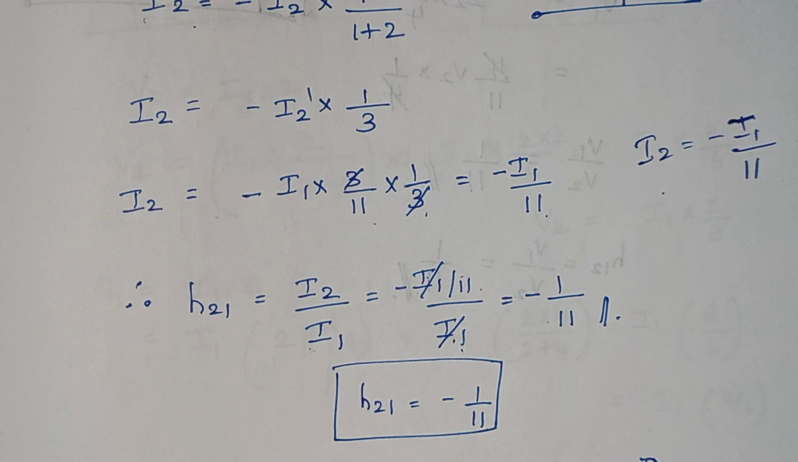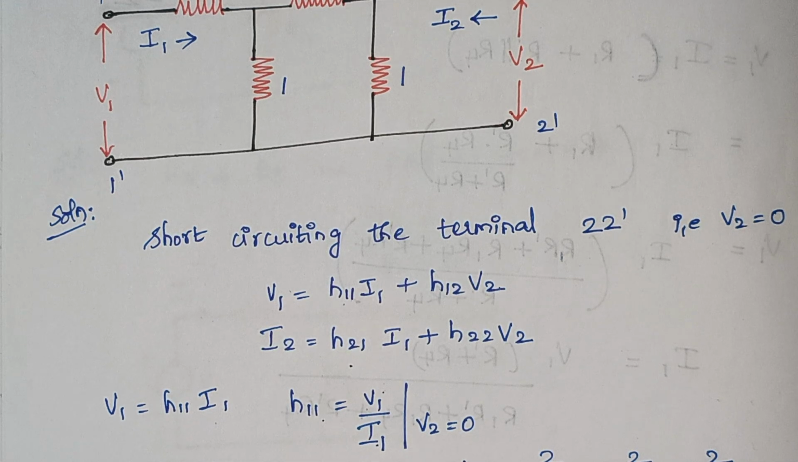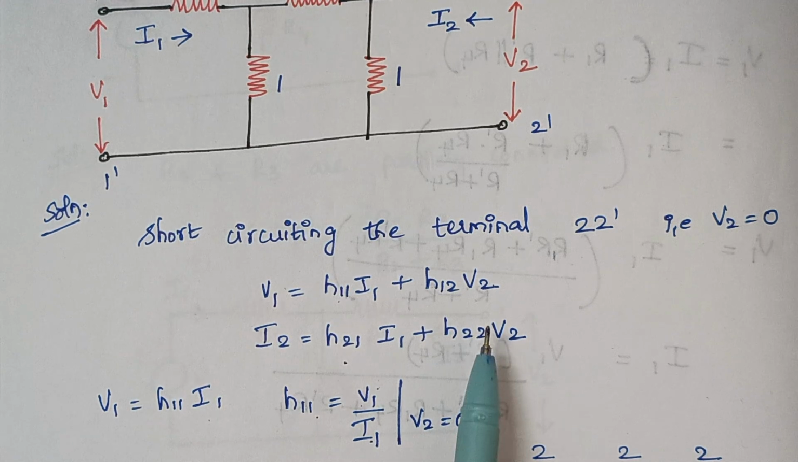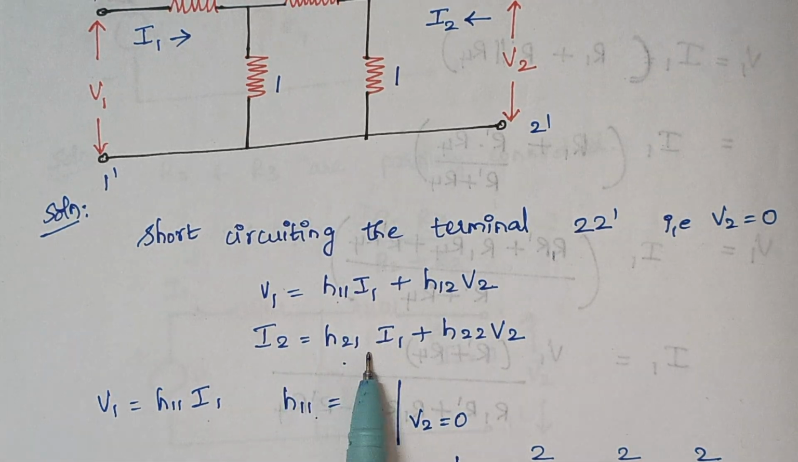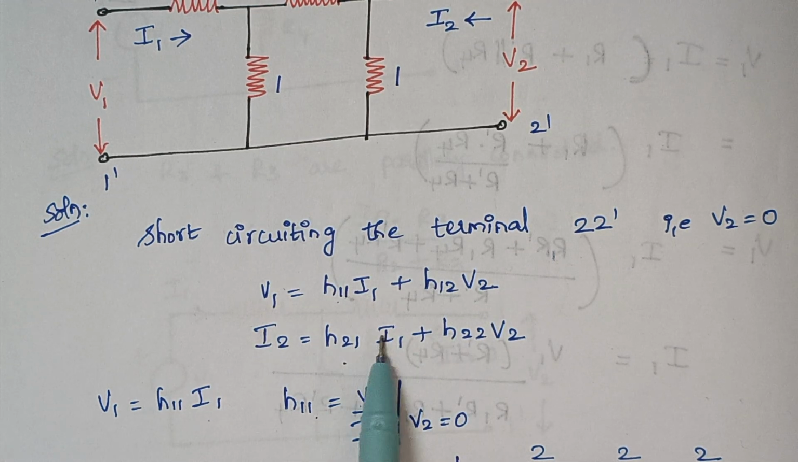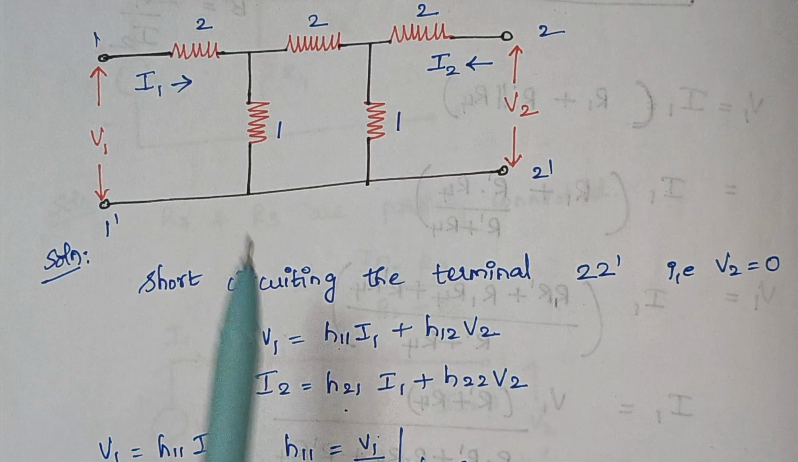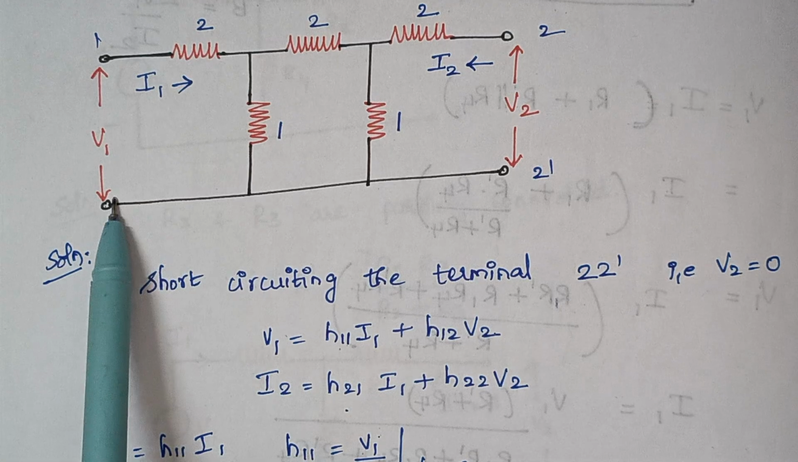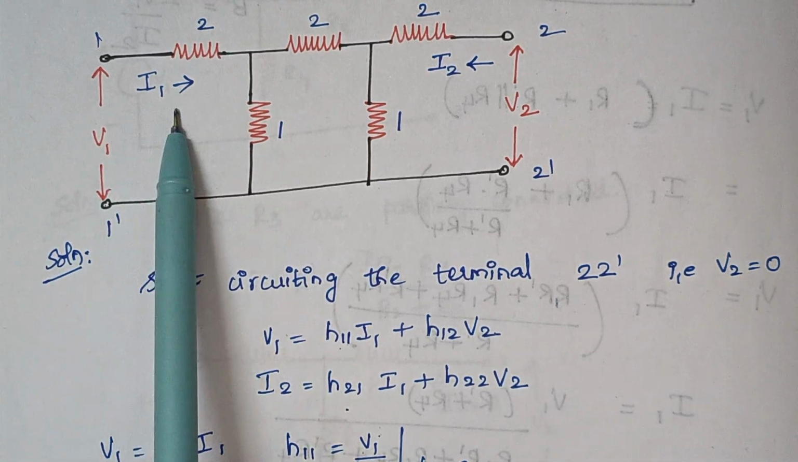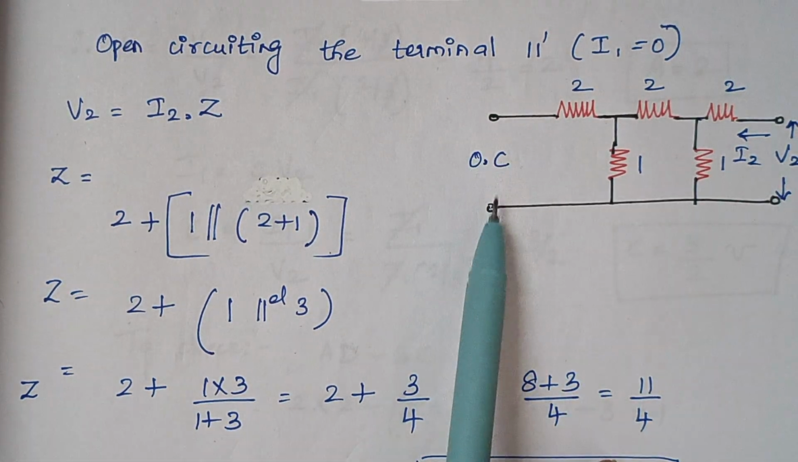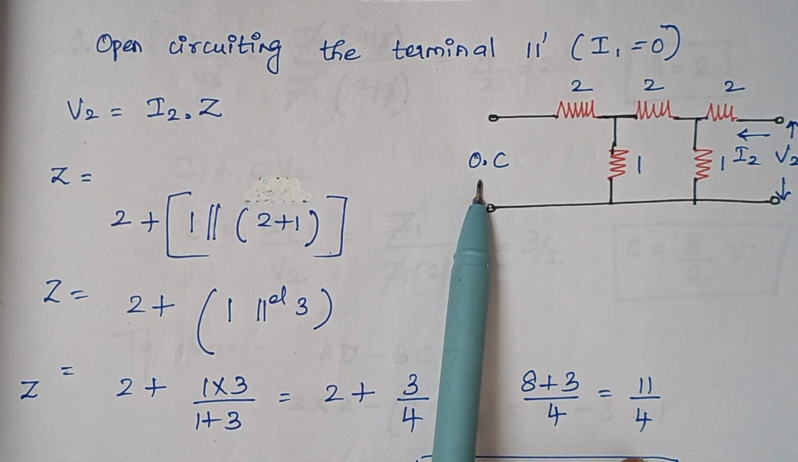Now we are going to calculate the remaining two parameters. So for that, initially we had made the value of V2 as 0. Now we are going to make the value of I1 as 0 so that we can calculate H12 and H22. So how can you make the value of I1 0? Once you make this input port open circuit, then obviously I1 is equal to 0.